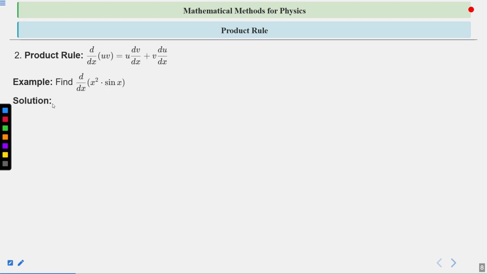So the solution is, take the derivative of x square sin x. Now x square as it is, and the derivative of sin x is cos x. After that, sin x as it is, and the derivative of x square is 2x. I hope this is clear. So overall it is x square cos x plus 2x sin x.